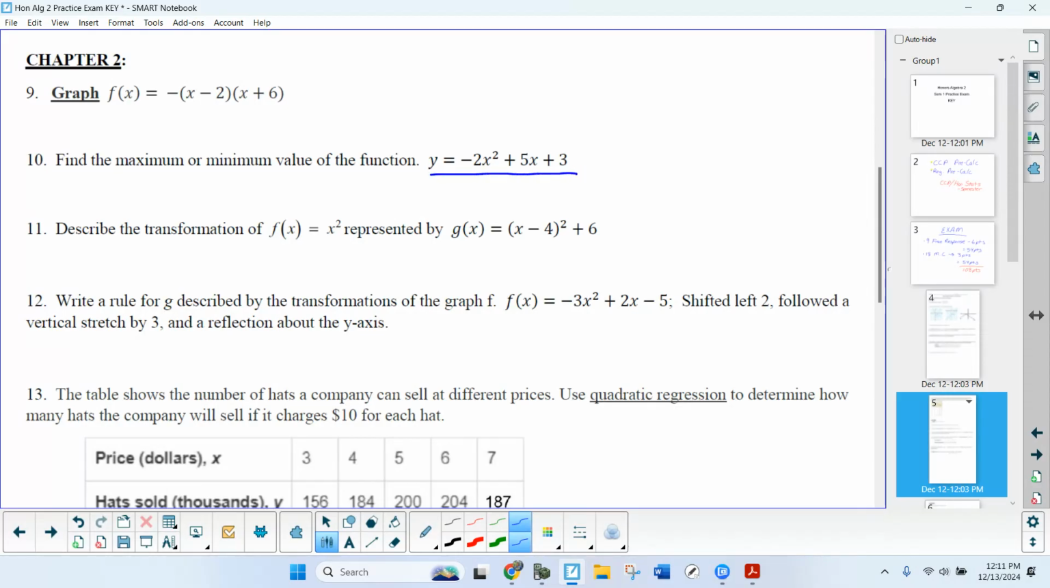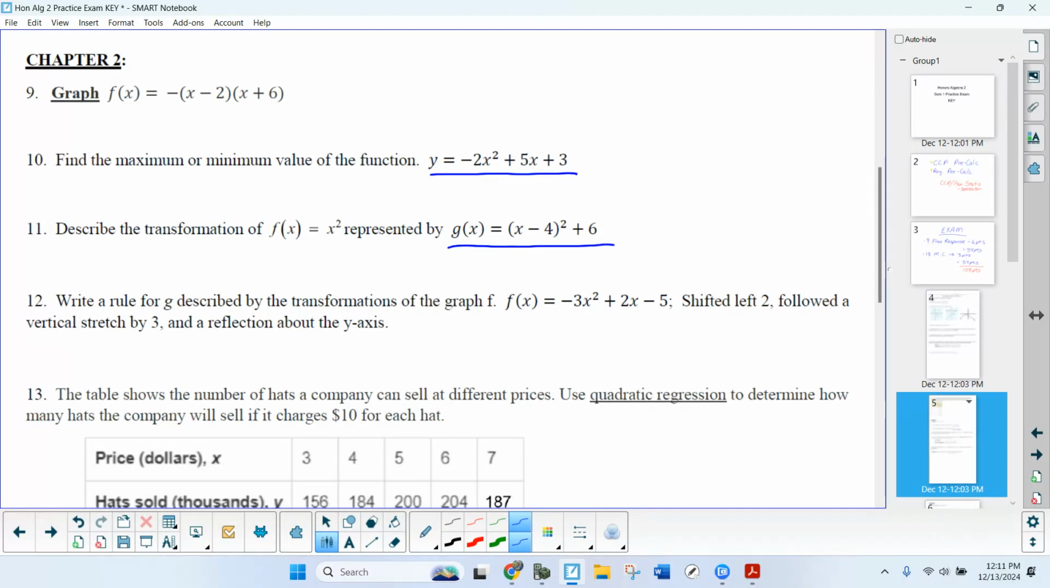9 or 10. This is standard form, ax squared plus bx plus c. Okay? 11 is vertex form because I can quickly see which way it shifts. Right 4? What's your vertex? 4, 6. So you can pick that quick.